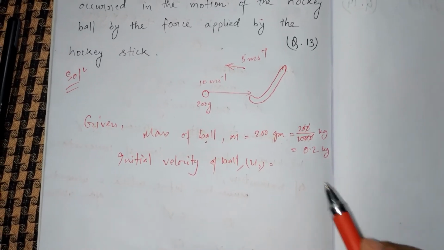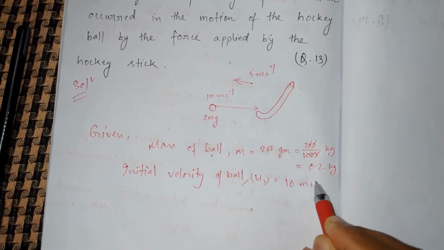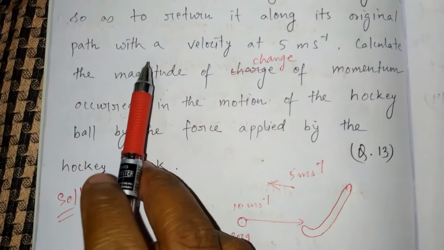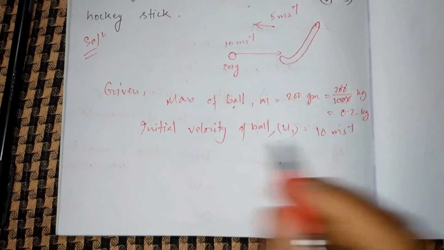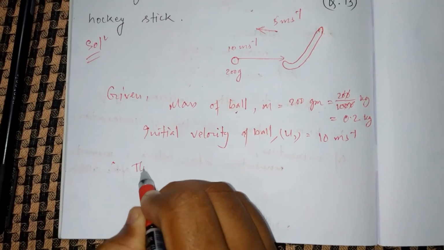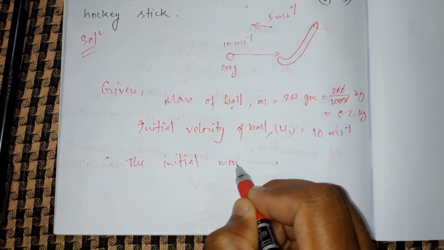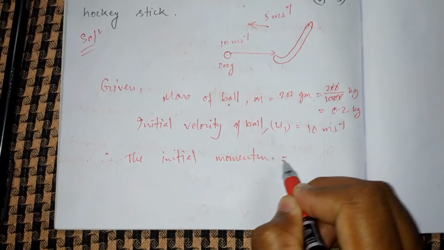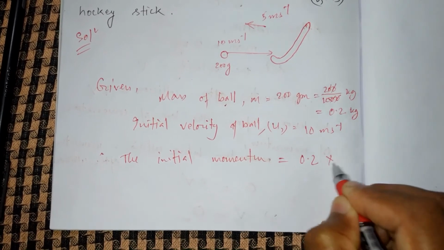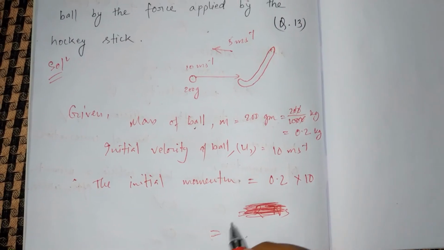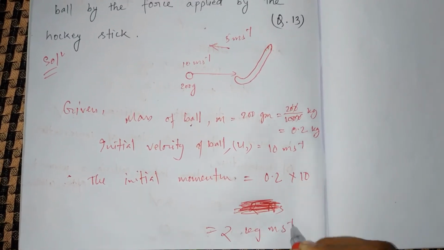Then we have initial velocity of ball. How much? 10 meter per second, from the question we can see. Then we can find the initial momentum. What is the formula? Mass into velocity. Simple. Mass is 0.2 and velocity is 10. It will be 2 kilogram meter per second. So this is the initial momentum.